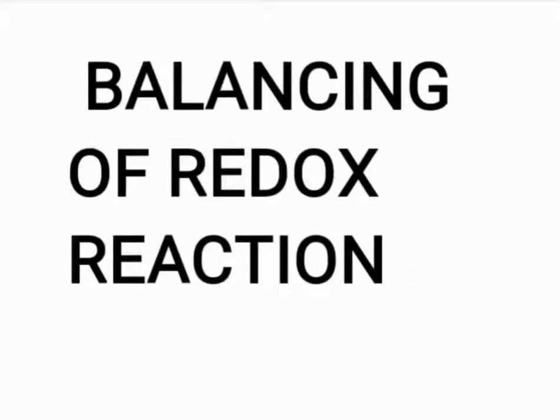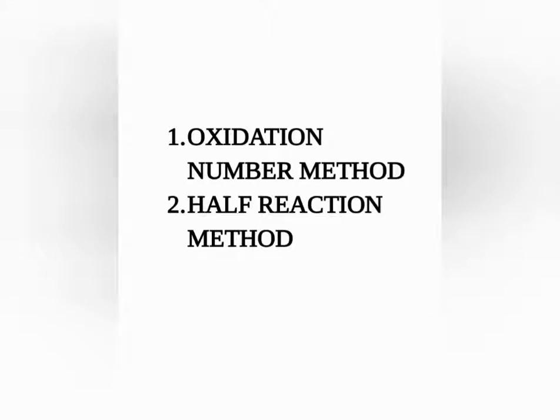Hello children, in this video we are learning about balancing of a redox reaction. We know redox reaction means if oxidation reaction and reduction reaction take place simultaneously, such types of chemical reactions are said to be redox reactions. For the balancing of redox reactions, there are two methods. First one is the oxidation number method and second one is the half reaction method. In this video, we are learning about the half reaction method.